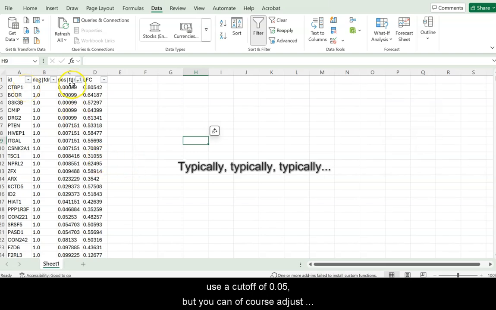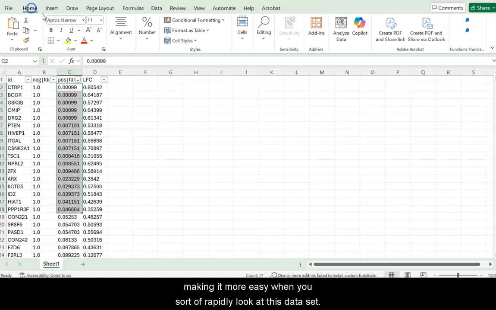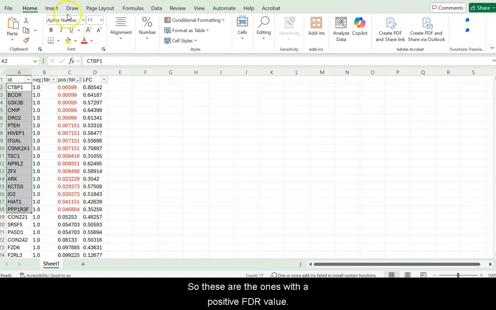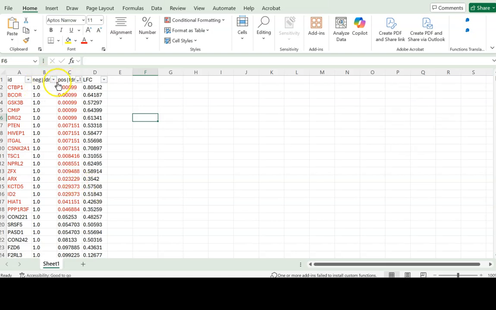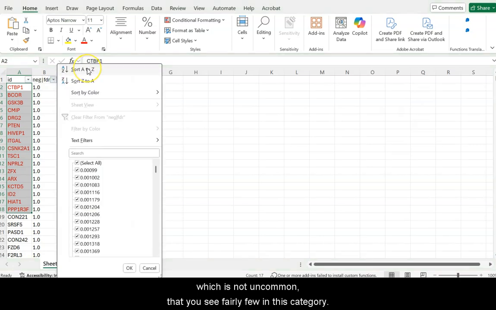What I typically do is then to use a cutoff of 0.05, but you can of course adjust that. I usually label them with a color, making it easier when you rapidly look at this data set. So these are the ones with a significant FDR value for a positive effect. So the log fold change is positive. If you knock these out, the cells in this case are increasing over time. And here you saw that this was roughly 17 genes, which is not uncommon, you see fairly few in this category.